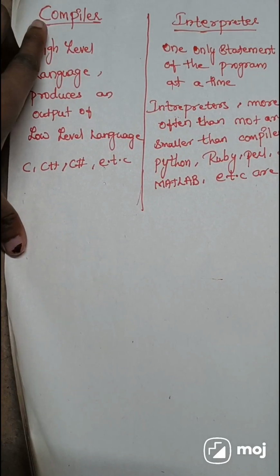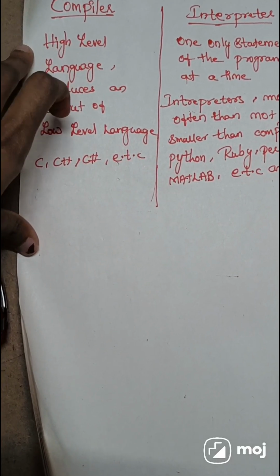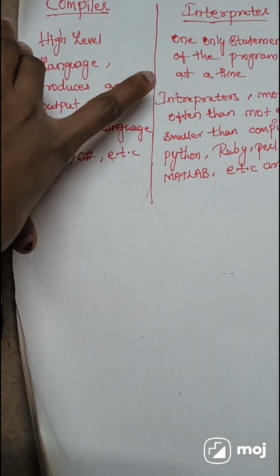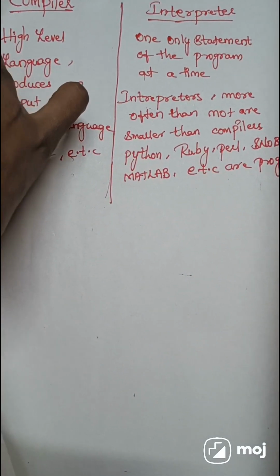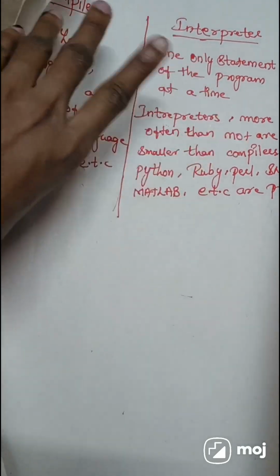Now see here, the examples for compiler languages are C, C++, C sharp, etc. Now, the examples for interpreter languages are Python, Ruby, Perl, MATLAB. These are the examples for interpreter.